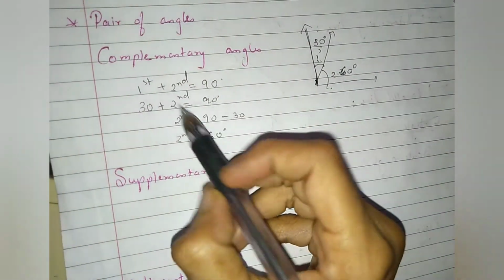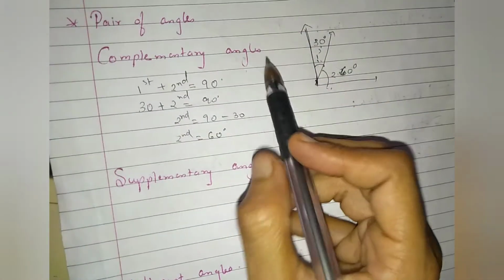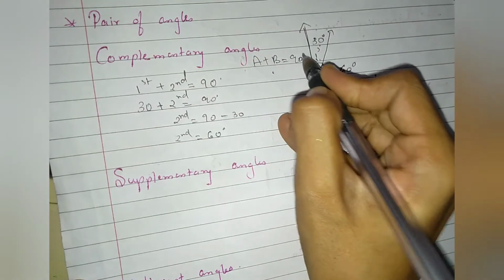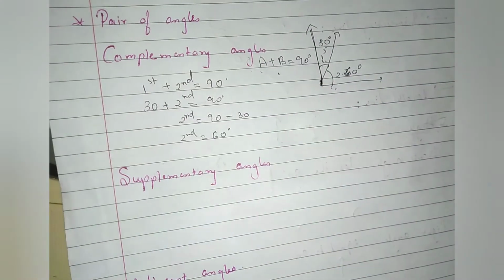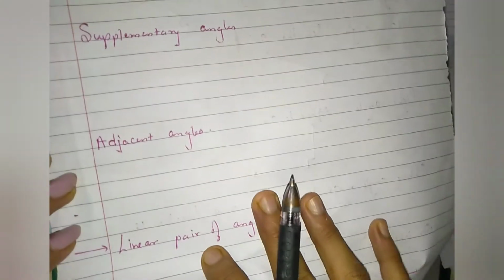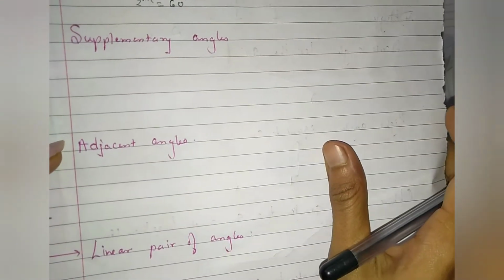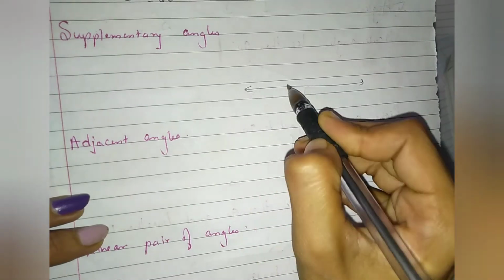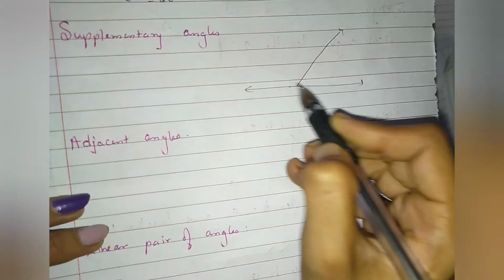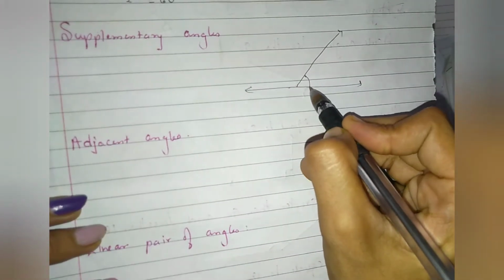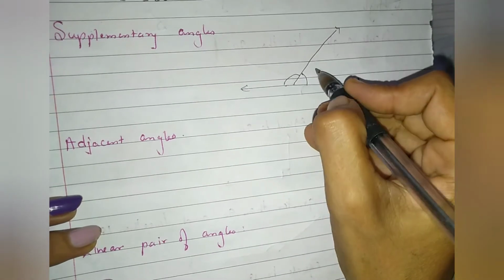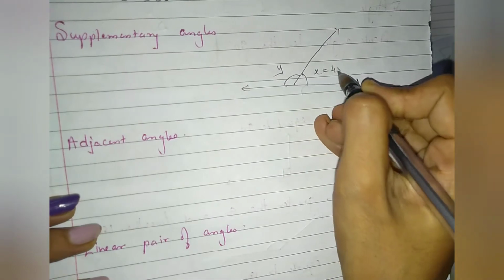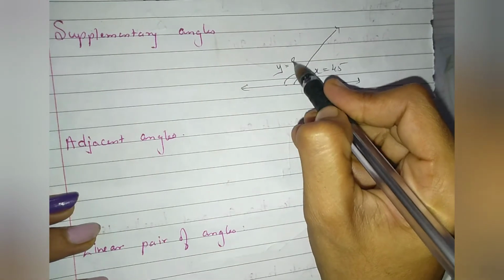Okay, if you want to find the complementary angle, their sum is A plus B equal to 90 degrees. Angle 1 plus angle 2 equals 90 degrees. Same as in supplementary, but see, if you are given an angle like this way, this is angle X and Y. If you are given angle X is 45 and we have to find Y.